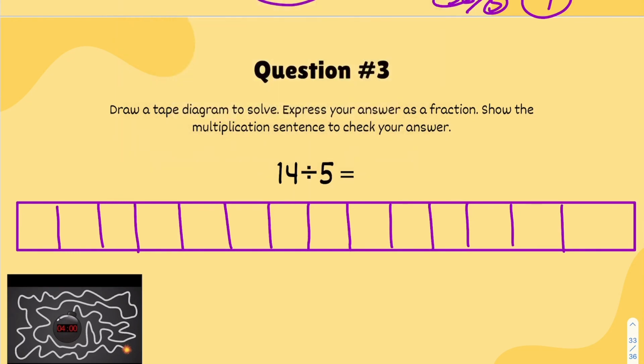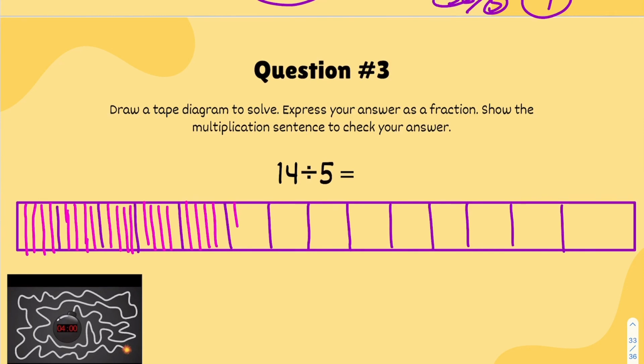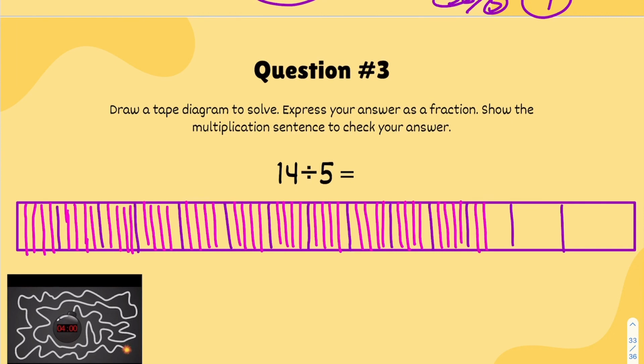Remember, the next step is to cut each of these pieces into 5. So I'm going to cut them up, and I'm only putting 4 lines in it because when I put 4 lines, that actually gives me 5 pieces in it. And just continue to do that once you get all of them in there. Okay, so there I have all of my 14 pieces cut up into 5. So we have 1, 2, 3, 4, 5 pieces. We have 5 pieces in 14 of the wholes.